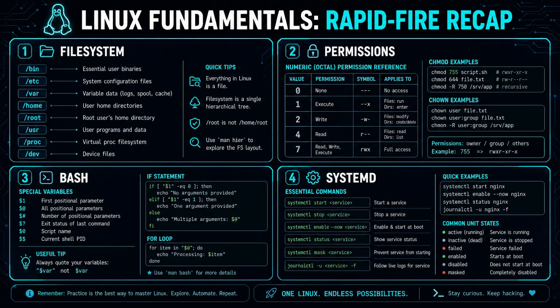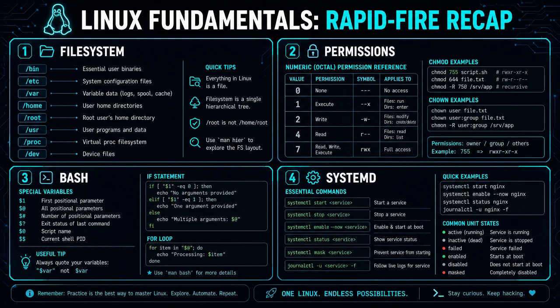Proc and sys are live, virtual process and kernel information. Dev holds device files. Boot holds the kernel and bootloader. Lib and usr/lib hold shared libraries. And mnt and media are for manual mounts and removable media.